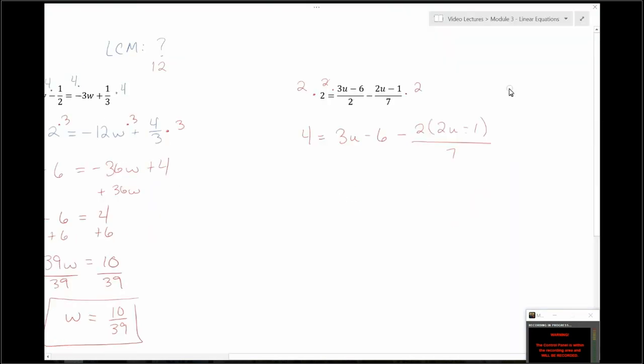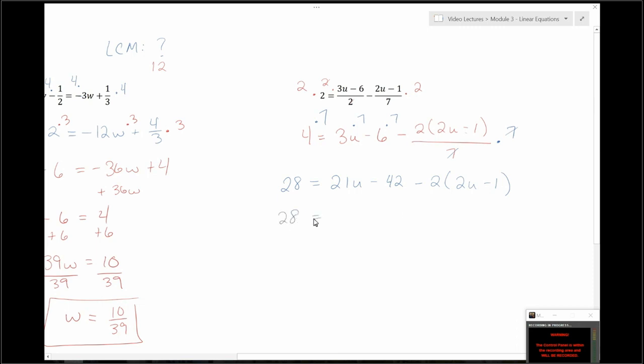So I still have a second fraction. I'll multiply everything by 7. And you'll see I have this whole big thing together as one unit. And that's why I left this alone. So I get 28 equals 21u minus 42. And then this canceled. So we're left with that negative 2u minus 1. And I like to do this just so that I remember to multiply and distribute that negative 2. If you wanted to, you could have distributed all the way up here.